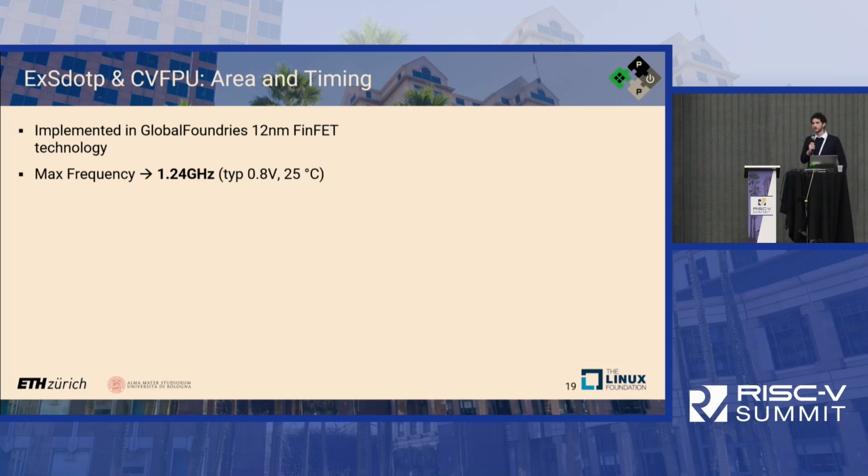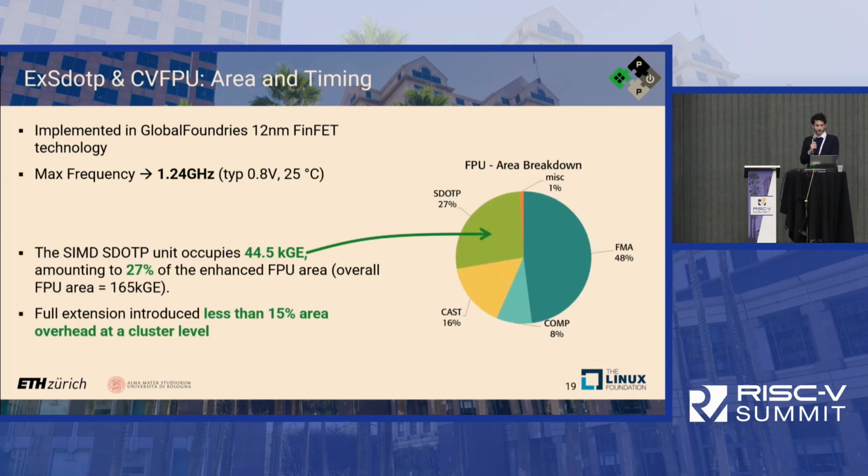And we have implemented our system in 12 nanometer technology. We reach 1.2 gigahertz in a typical corner scenario. And our unit occupies around 45 kilogates. This amounts to around 27% of the enhanced FPU area. And if we also consider the other unit we inserted to handle the low precision formats, everything included amounts to less than 15% of area overhead at a cluster level. So here we are really taking advantage of the low precision of these formats and the low number of bits that we need to handle.